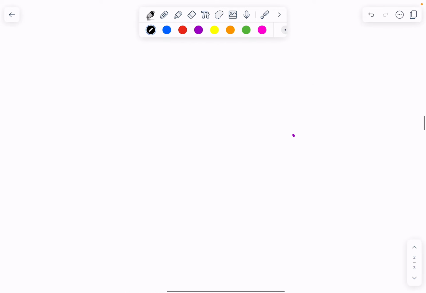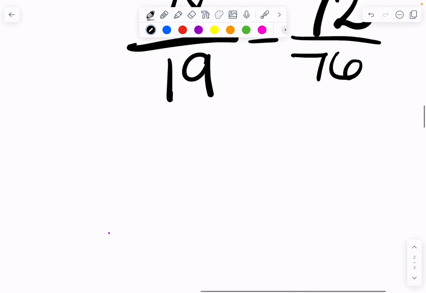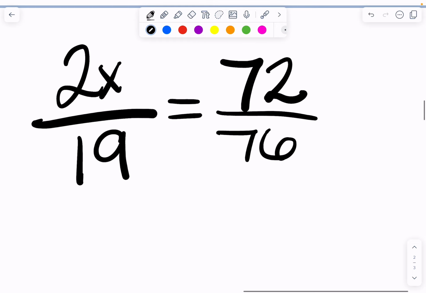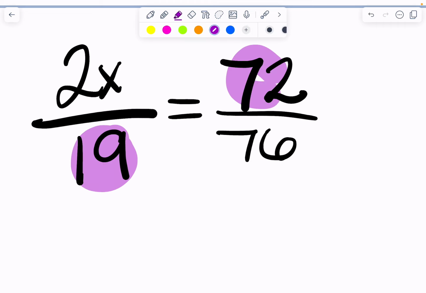We're going to look at one more example that's just a little bit trickier. Here I have 2x to 19 is equal to 72 to 76. So technically there is a relationship between the 19 and the 76. But if we don't see that, we can use the cross product rule as well. So we're going to look at 19 and 72 as some cross products. And then this one's a little bit different, but we're going to look at 2x and 76.